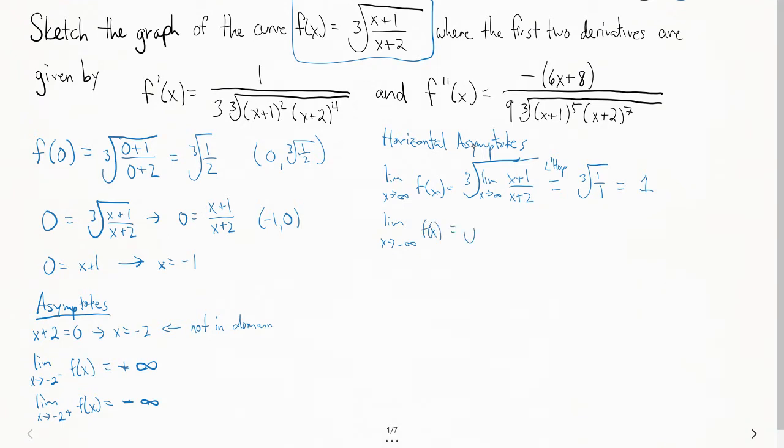So you have the cube root of the limit as x approaches negative infinity. Then we have (x plus 1) over (x plus 2). You have negative infinity over negative infinity. You can use L'Hopital's rule once again, and you'll get the cube root of 1 over 1 again. We drop the limit because it just turns to a constant right away. So this is 1 as well. So now we have some horizontal asymptotes.